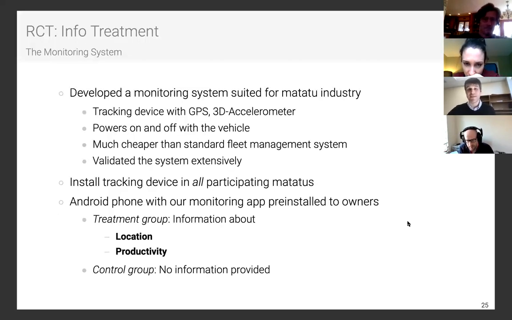The actual monitoring device, we built it ourselves for this industry, and it has a GPS device and a 3D accelerometer. It measures exactly how long the vehicle was operating and how far. We spent a lot of time making sure this worked for the industry itself. All the buses in our study got this device, and all the owners in our study got an Android, the only Android phone. The only difference between treatment and control was that the treatment group had an app that gave information about the location and productivity of their bus, whereas for the control group, the app was only a data collection device. It gave no information about their bus.